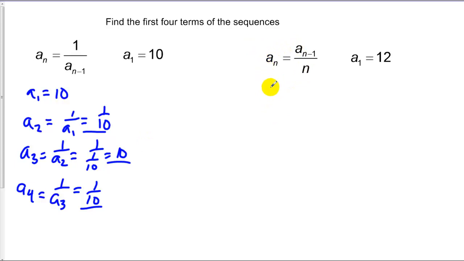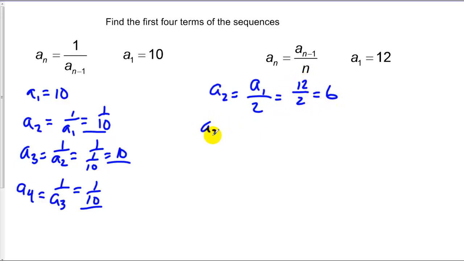And then my fourth term is 1 over my previous term, which is my third term, or 1/10. You'll notice in this next example, I have a previous term and a value of n in the denominator. So notice how this will work. I want to find my second term, which is my first term, over my subscript, because that's the n value of 2. So in this case, my first term was 12 over 2, which is 6.